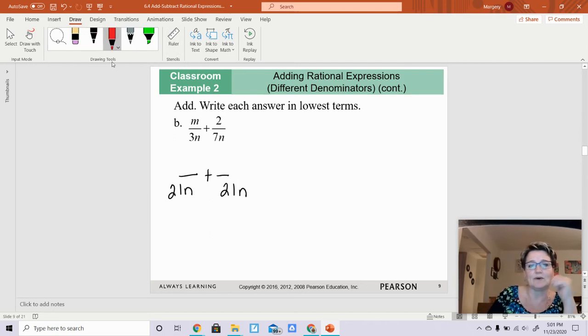Now, this is what you're going to do. What would you do to 3n to get 21n? You would multiply it by 7. Whatever you do to the bottom, you must do to the top. 7 times m is 7m. Now, what would you do to 7?